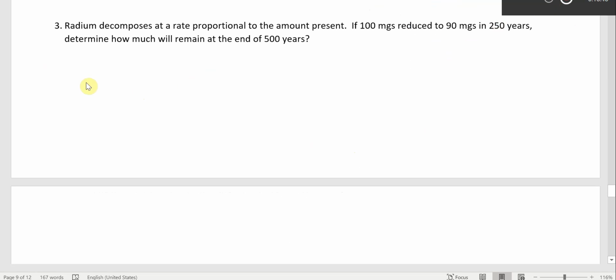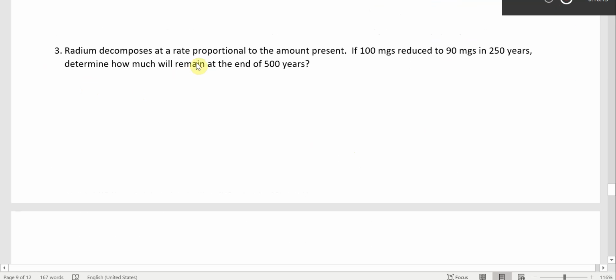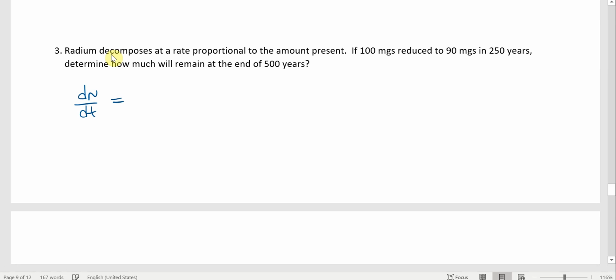So here the next question: radium decomposes at a rate proportional to the amount present. The word decompose clearly means dn by dt equals minus kn, because this is decreasing, not plus kn. After that, let us solve the separable differential equation: 1 over n dn equals minus k dt. Clearly it is a variable separable differential equation, as we can solve with the integration concept. That is ln n equals minus kt plus c.